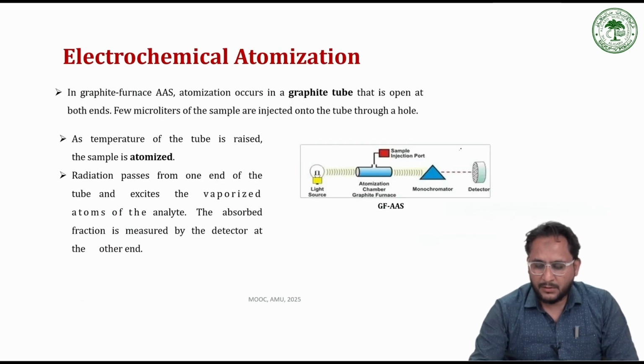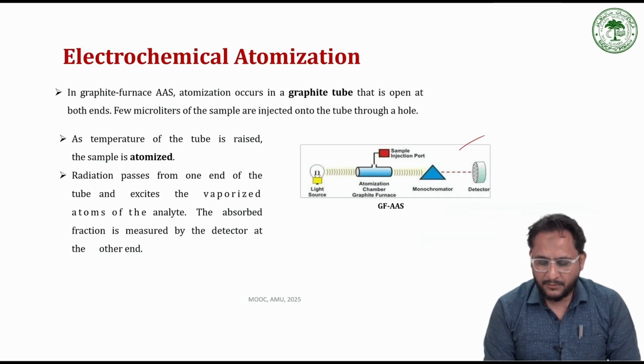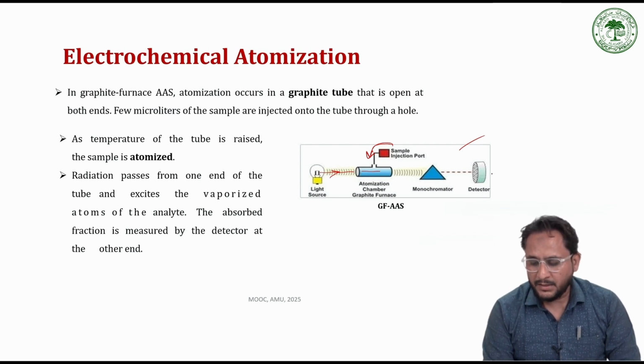This is the flow sheet of the graphite atomizer. Here we have a graphite tube, here we have a graphite chamber where the aerosol sample is injected, and the light source is giving light in the UV or visible region which passes through this chamber, resulting in some interaction and absorption of light, and the transmitted light is finally detected by the detector.